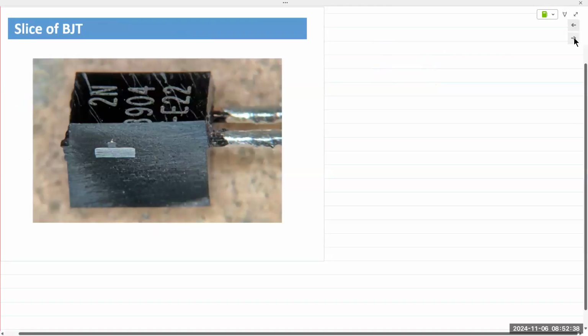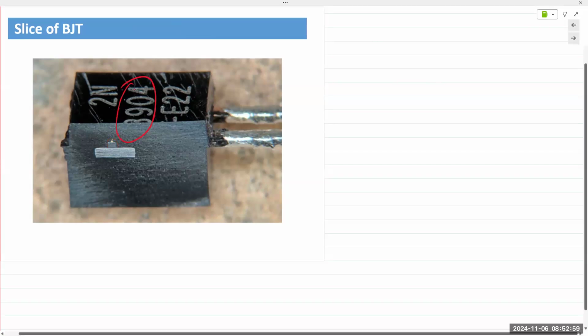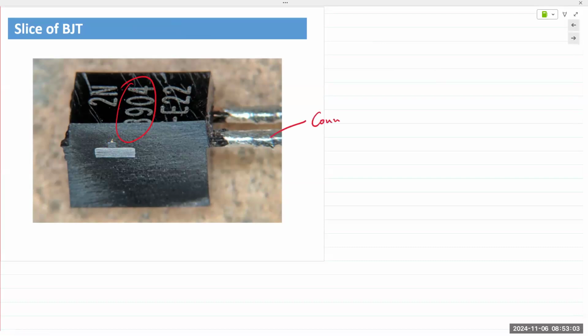This is an actual slice of a 3904 transistor. You can see this is the small device that you use, or it is there in the lab kit, right? So this is a cutaway portion. And this is the actual device right there. You see that? These are the thin leads. These are the connecting leads.